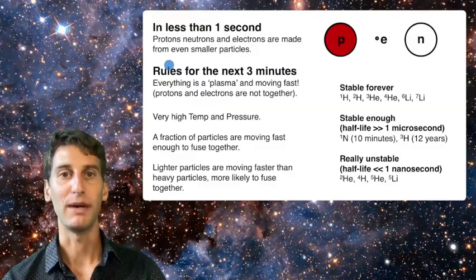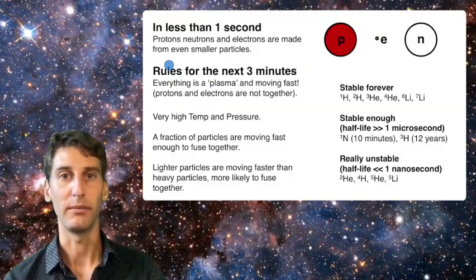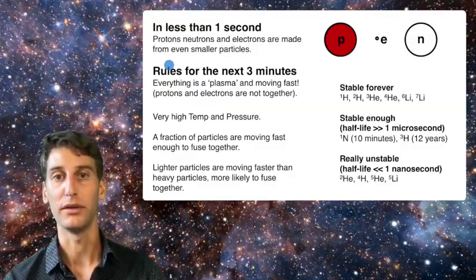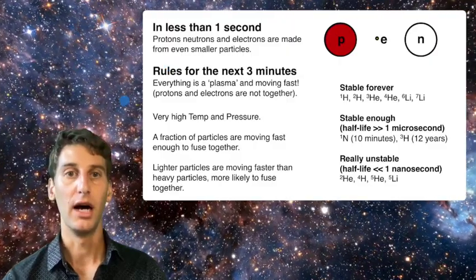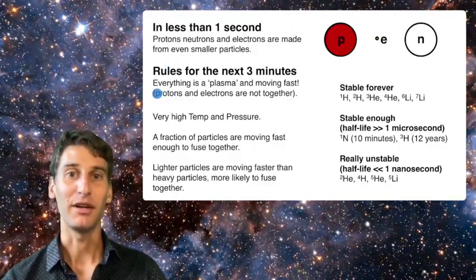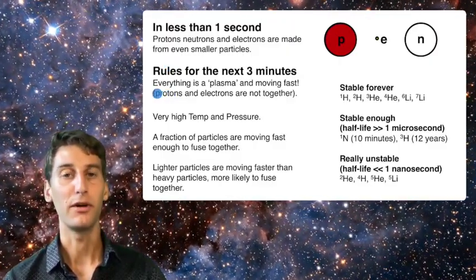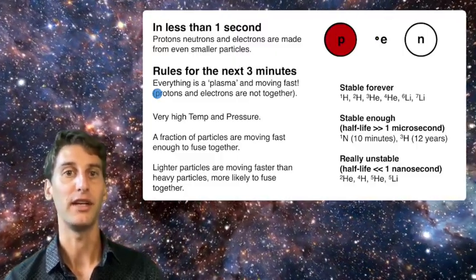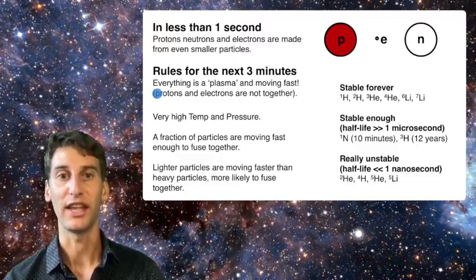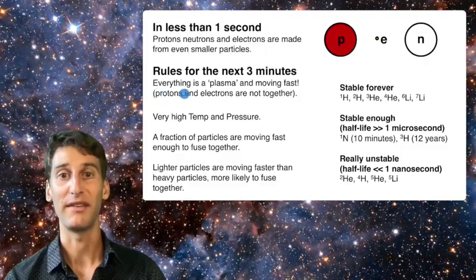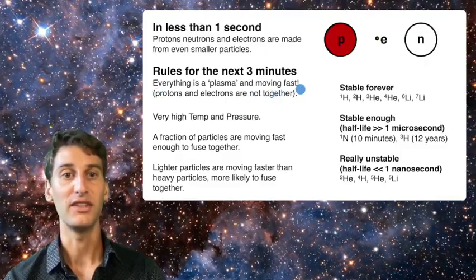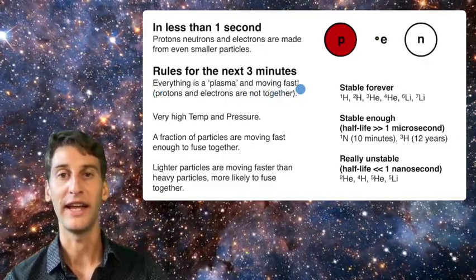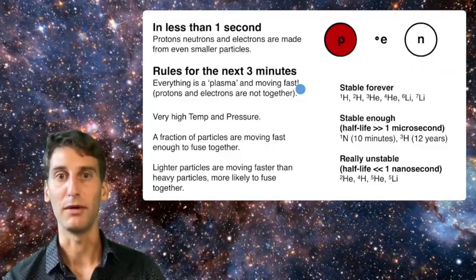And then there's a couple of rules about what happens in the next 3 minutes, right? From going from subatomic particles to atoms themselves. So everything in this case can be qualified as a plasma. The protons and the electrons are not coupled together. Everything is just too high energy to stick together at this point in the first 3 minutes. Everything is moving really fast. So collisions that are not possible on Earth today are happening in the early moments of the universe.